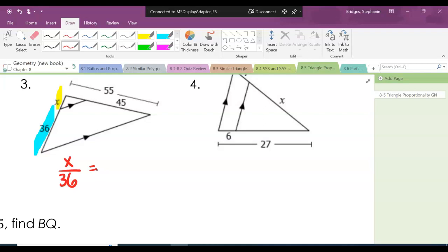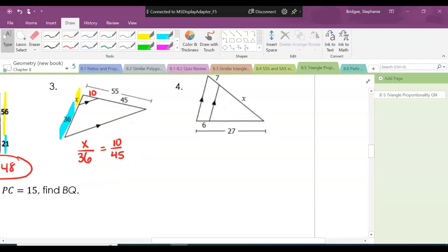So can I figure out what that one is? Okay. How do I do that? Subtract. What's 55 minus 45? Okay. So that top part's going to be 10. So then how would my other fraction look? There you go. Okay. And then we're going to cross multiply. I'm going to let you finish it. I'm not going to do the work for you.